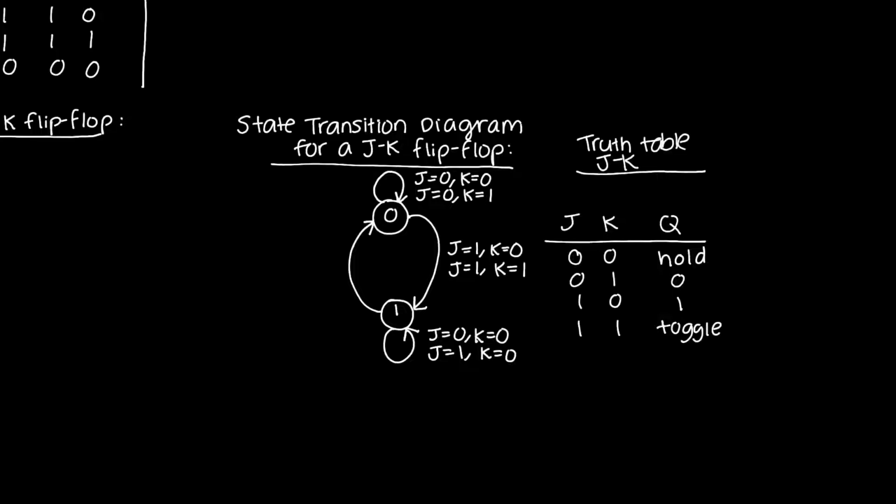Okay, and now let's look at this transition here from 1 to 0. So I can transition from 1 to 0 at the next clock edge if I am in the reset condition. That's this over here. So I'm going to write that. So the reset condition is J is 0 and K is 1. And the other way that I can transition from 1 to 0 is if I'm in the toggle condition and J is 1 and K is 1.